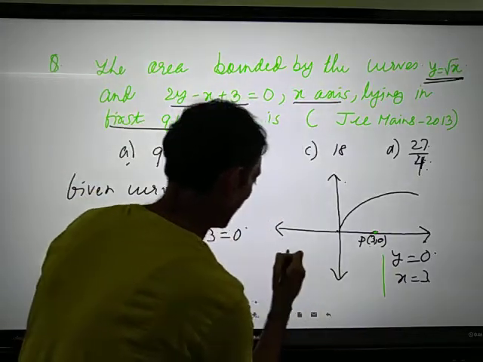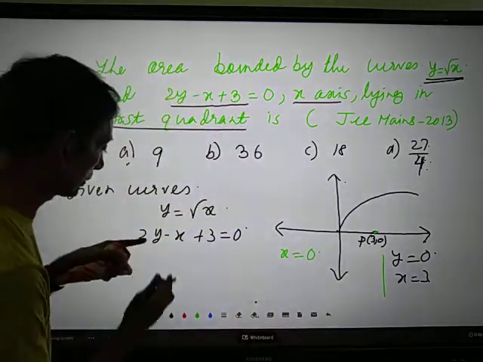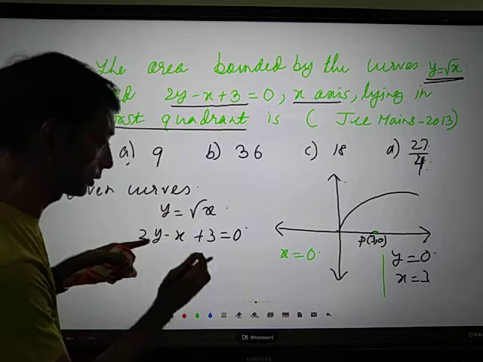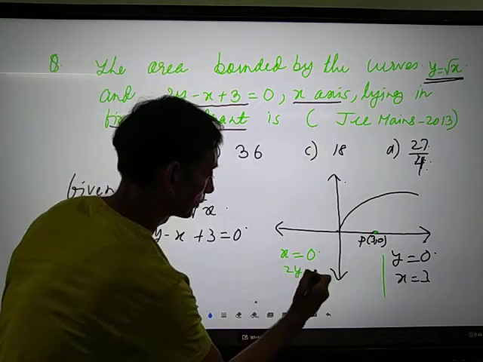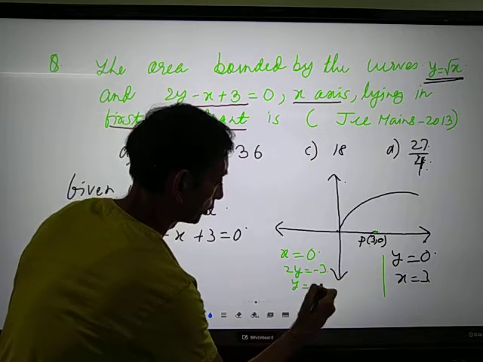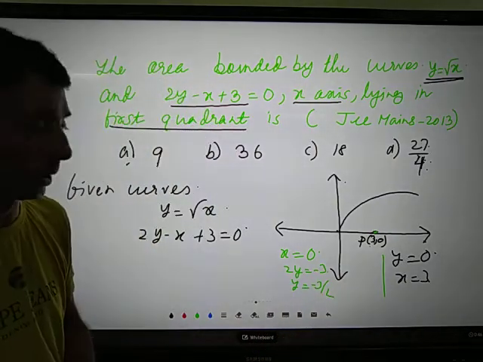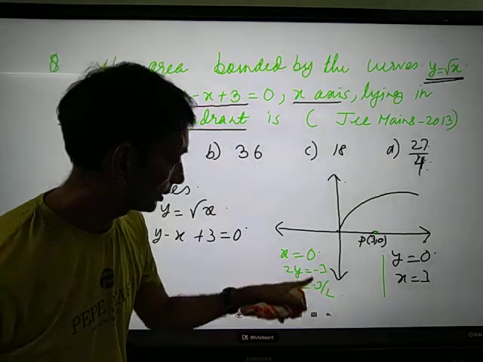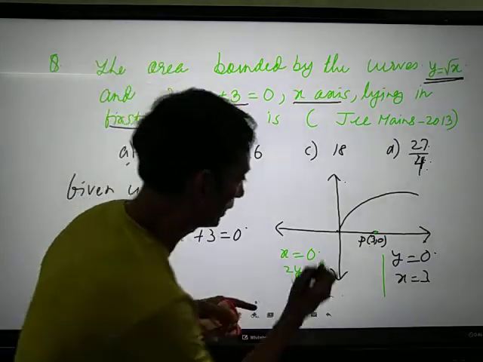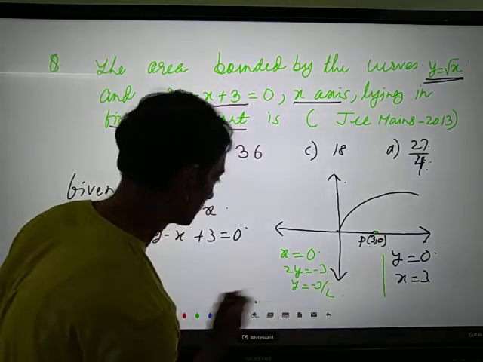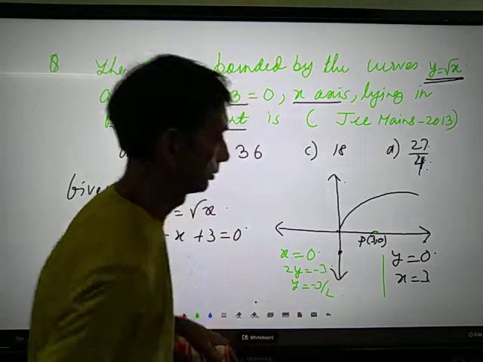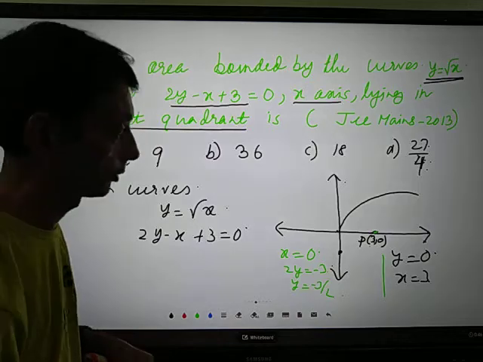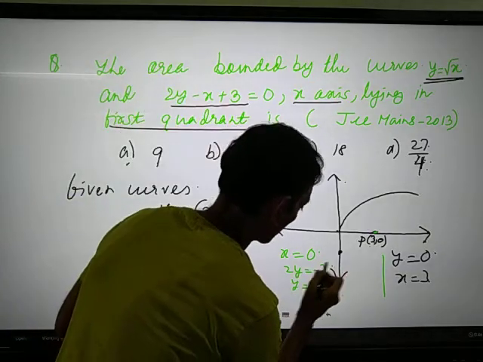Next if we take x equal to 0, then twice y is equal to minus 3, so y is equal to minus 3 by 2. So for x equal to 0, y equal to minus 3 by 2. Assuming that this is minus 3 by 2, we'll draw the line now.